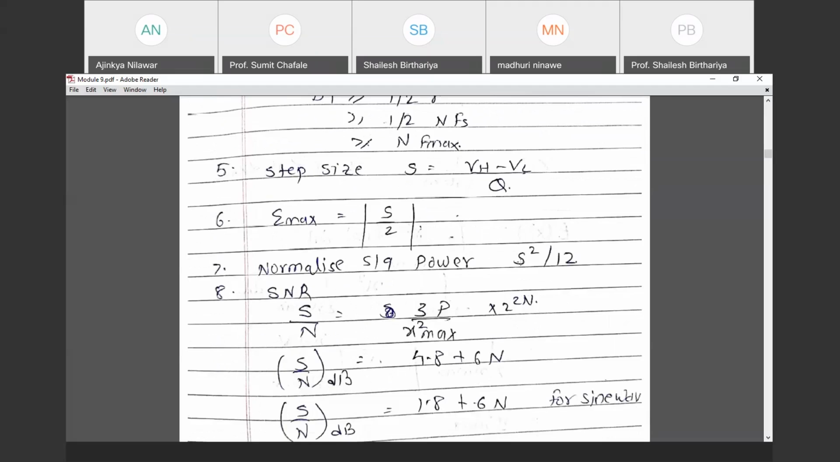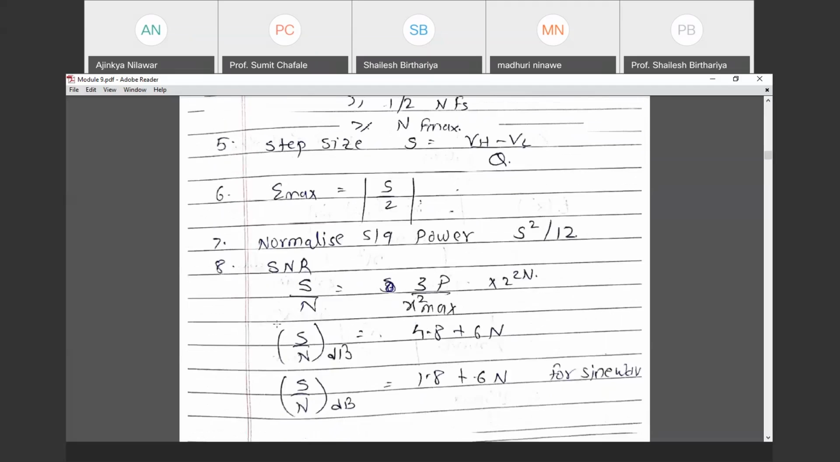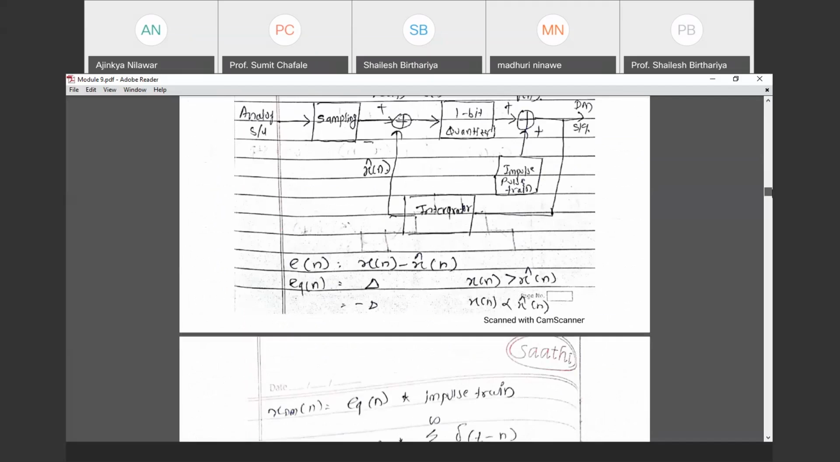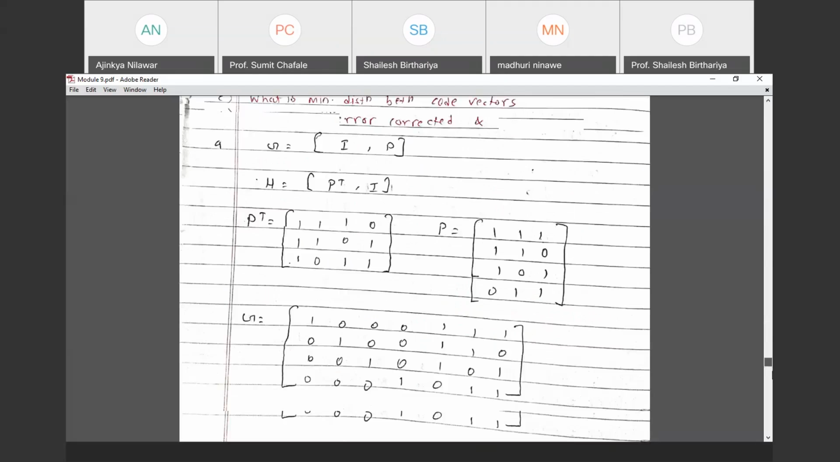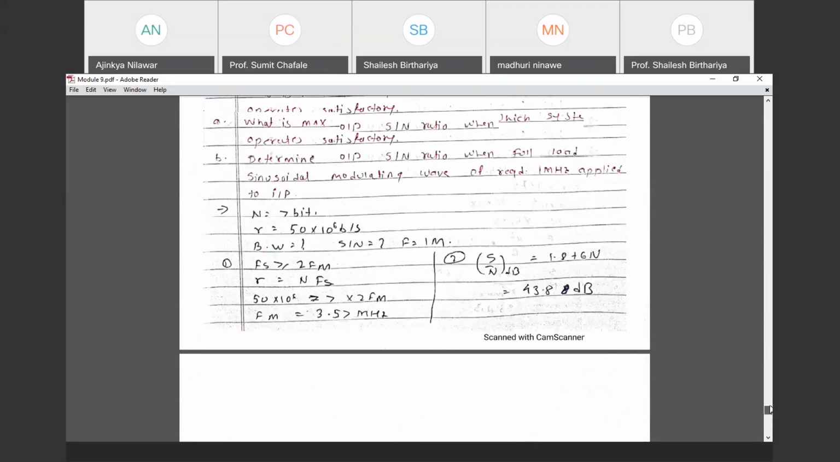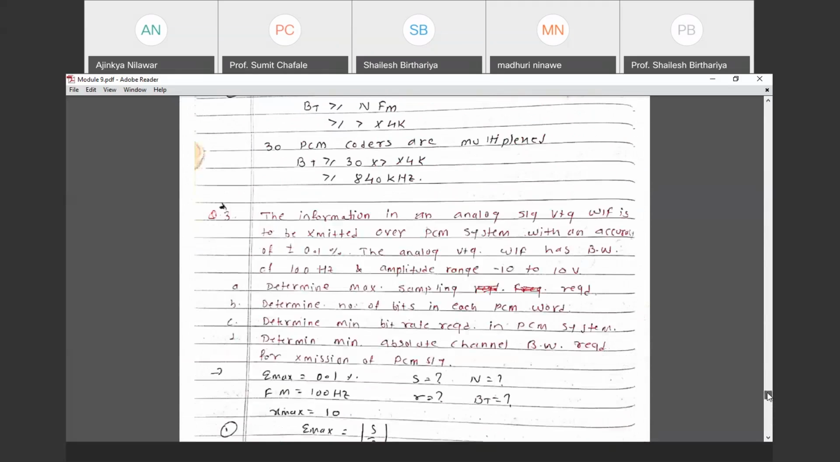What is your step size? And signal to noise ratio, we have the standard formula in dB: 4.8 plus 6N. For sinusoidal input, 1.8 plus 6N, and if the noise power is given, this P represents the noise power, this Xmax represents the voltage levels, and this N represents the number of bits. So we will take a few of these so that you will get what exactly you have to calculate in the case of examination.